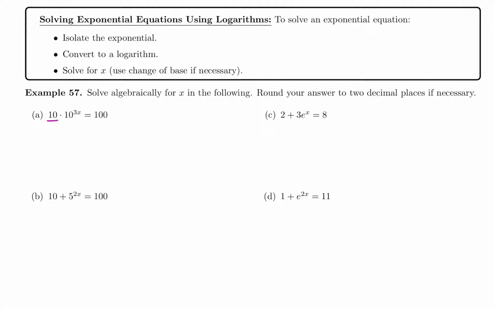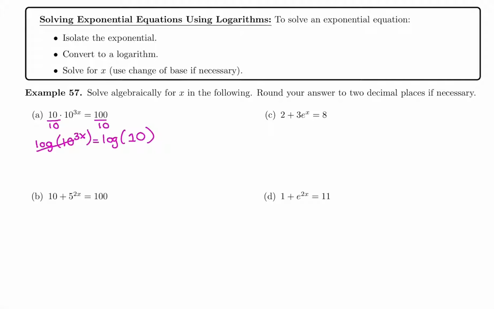But before we can take the log of each side, we need to get the exponential function on one side by itself. So I'm going to divide both sides by 10 to give me 10 to the 3x equals 100 divided by 10, which is 10. And now to get rid of the base 10, I'm ready to take log of both sides.